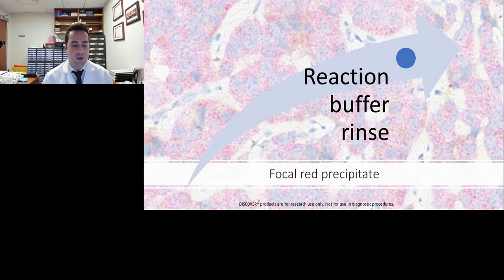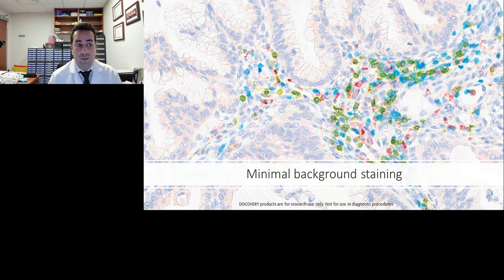In some of the cores, we observed some focal mild red staining, mainly on tumor cells, which seemed like a precipitation issue and improved with an additional step of reaction buffer rinse. After that addition, I can say that the background staining is minimal, as you can see here, even in areas with dense immune infiltrate with a lot of positive cells.